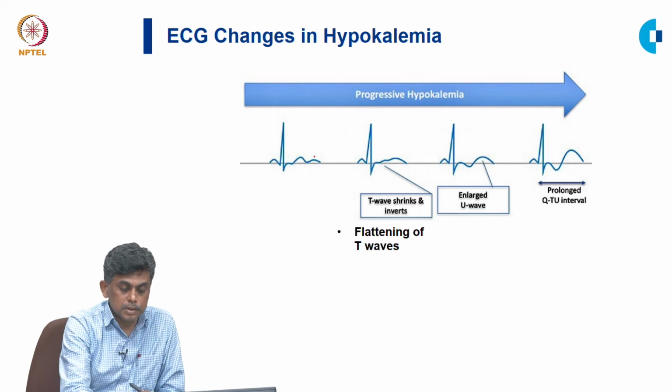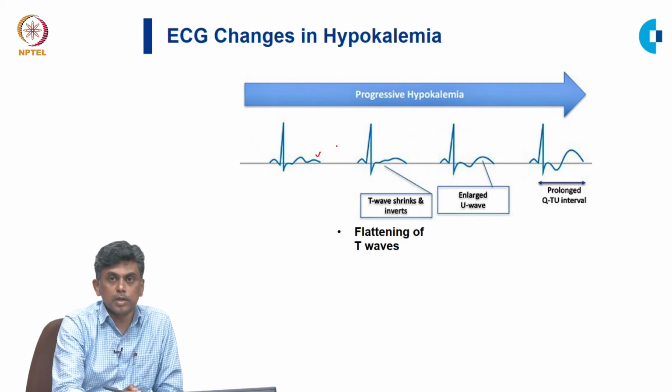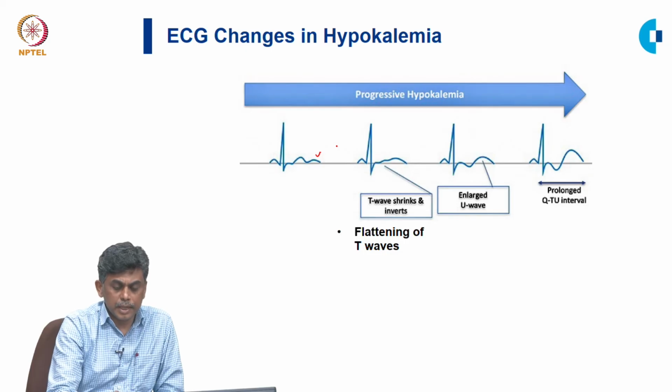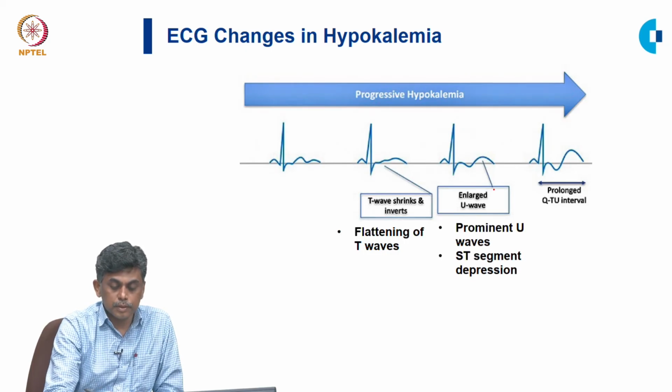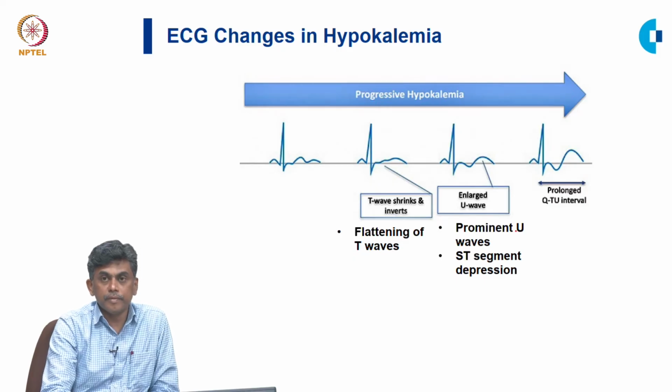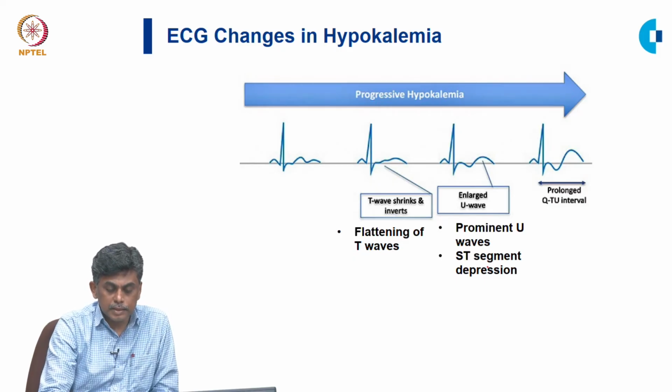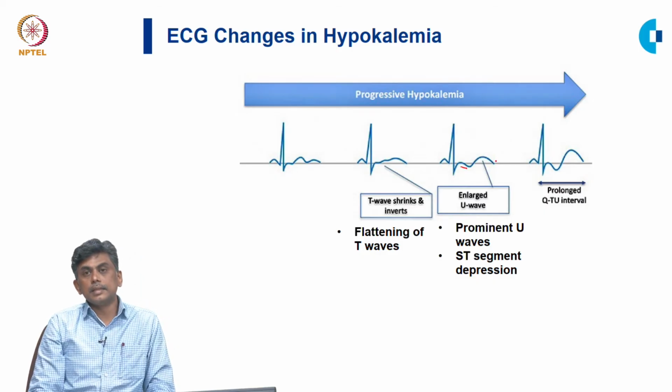Then this is called the U wave. Normally this U wave is not seen well, but as the potassium decreases, you can start to see the U wave becoming prominent. So there is a prominence of the U wave, and sometimes you can see the ST segment is also depressed. So these are the ECG changes in hypokalemia.